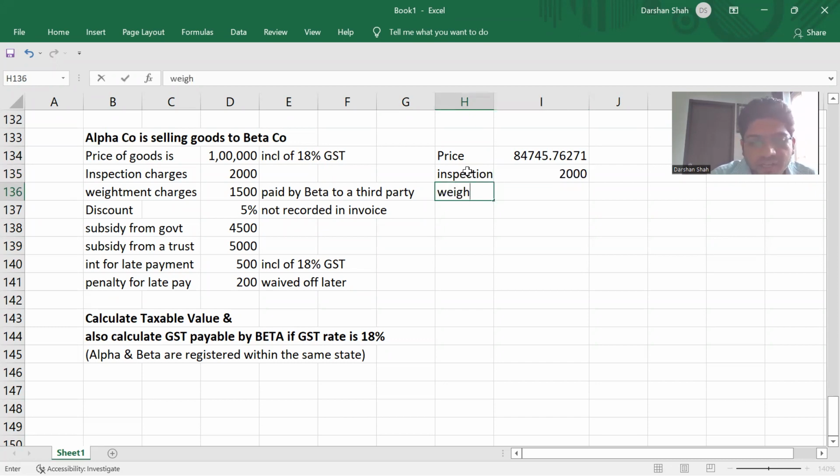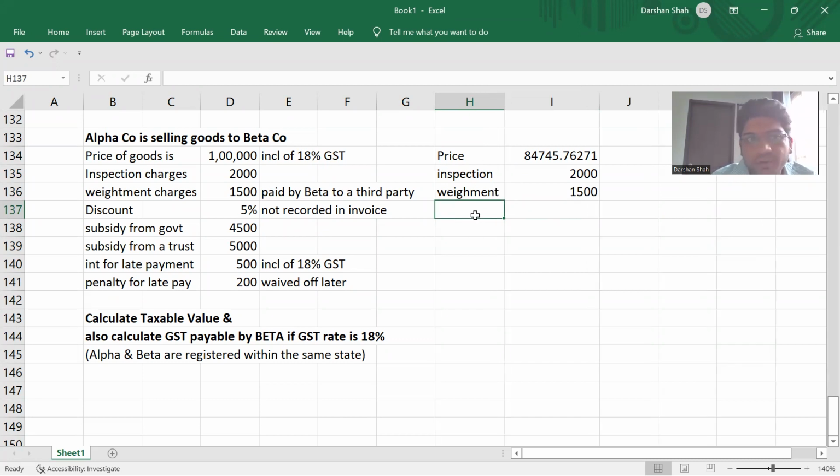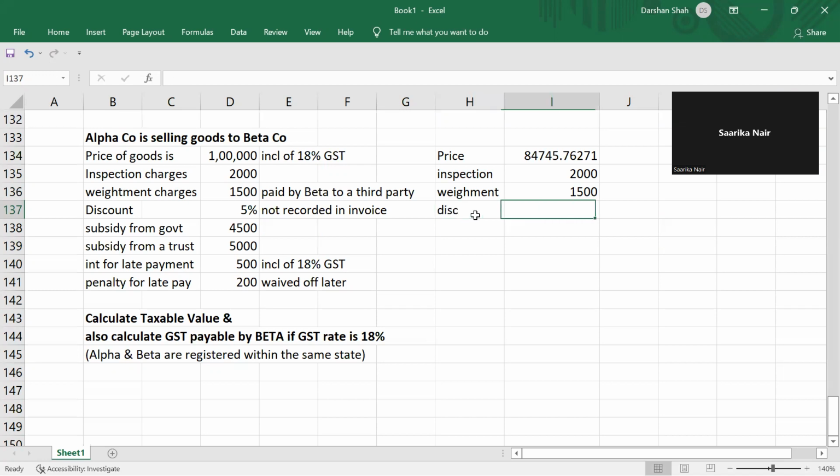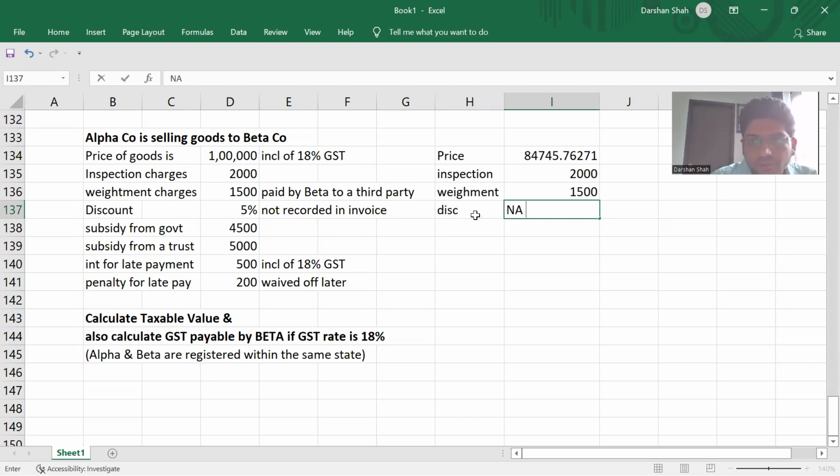Weighment charges also I'll add, because it is paid by the recipient to a third party. It is a third party payment by the recipient. I'll add that also. Now, should I consider discount or should I ignore discount? Ignore the discount. Why ignore the discount? Because it is not recorded in the invoice.